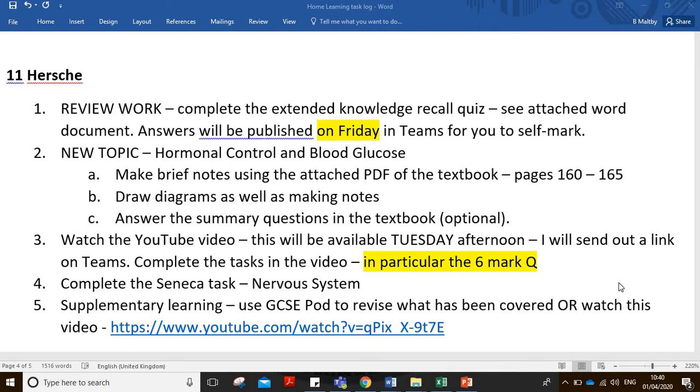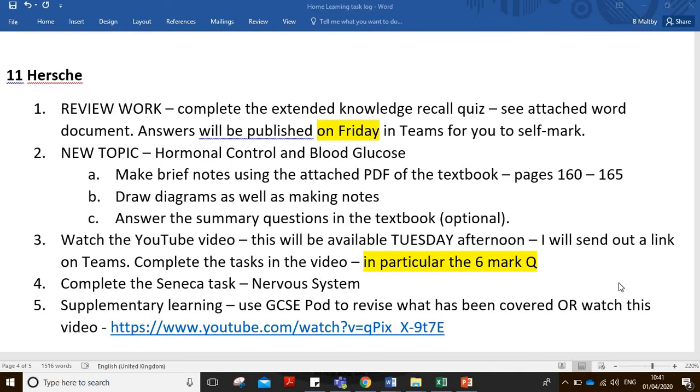New topic, we're going to look at hormonal control, specifically looking at the endocrine system and how we control our blood glucose levels. You would have by now made some notes from 160 to 165, which is on Go for Schools, and drawn some diagrams as well as answered some of the summary questions if you wanted to. Please make sure you've completed task 1 and task 2 before going any further with this video, and this video will support the work that you've done in task 1 and task 2.